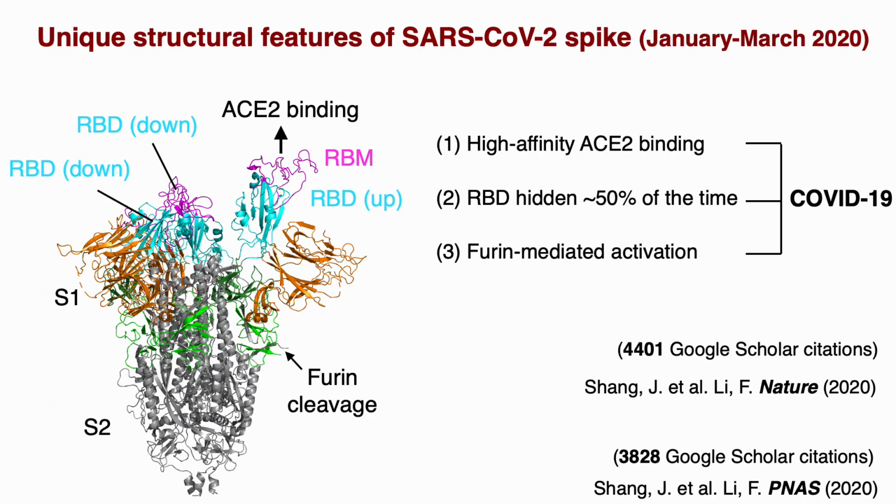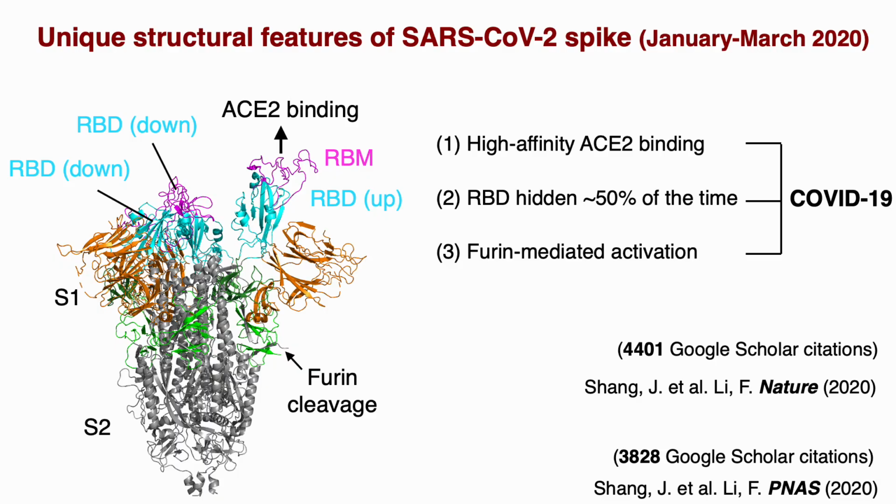Also in early 2020, we identified 3 unique structure features of the SARS-CoV-2 spike protein. First, SARS-CoV-2 RBD binds human ACE2 more strongly than SARS-CoV-1 RBD does. Second, in the trimeric spike protein, the RBD is present in 2 different conformations, standing up for receptor binding and lying down for immune evasion.